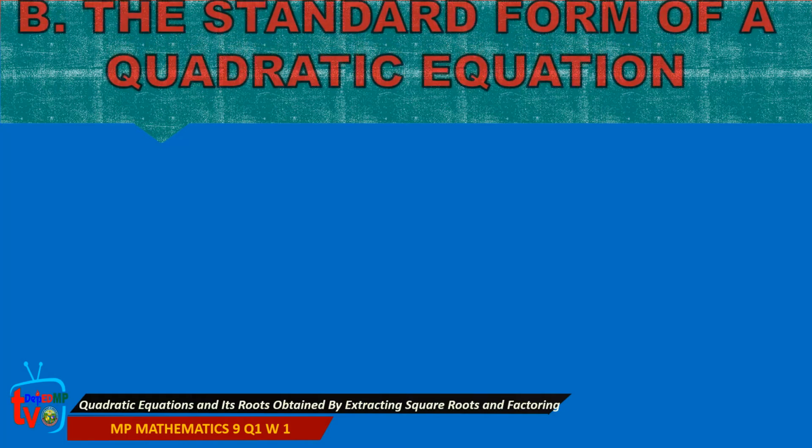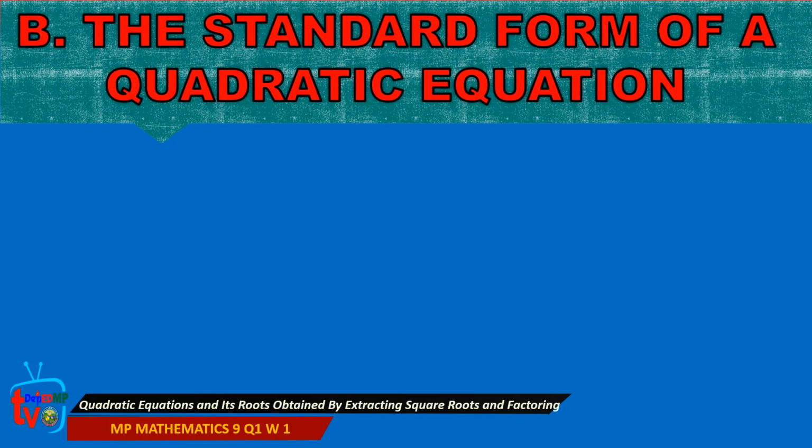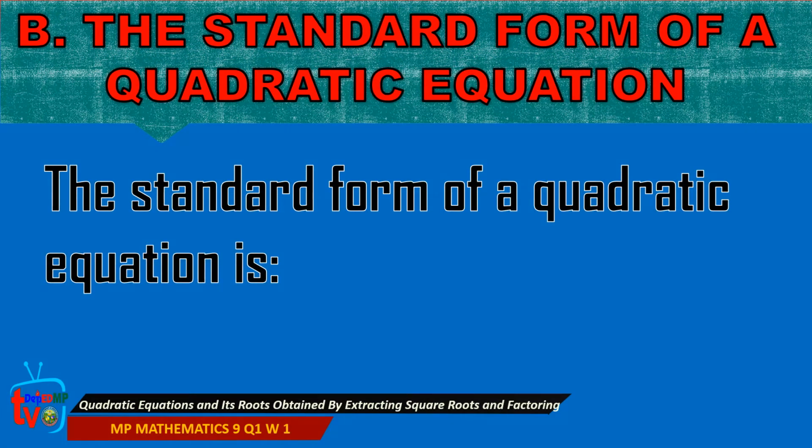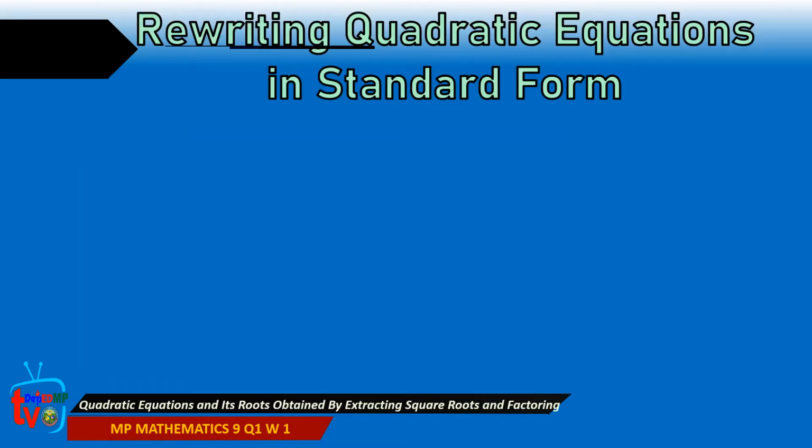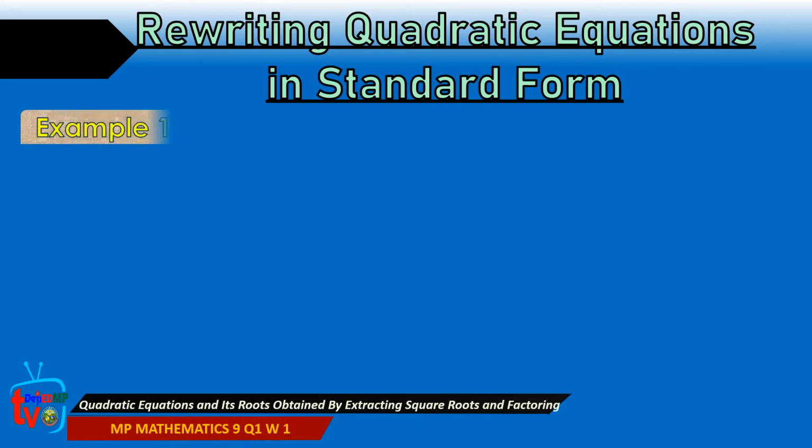The standard form of a quadratic equation. The standard form of a quadratic equation is ax squared plus bx plus c is equal to 0. Note that the examples given earlier that are not written in this form can be transformed into this standard form of quadratic equation. How do we write such equations into standard form? Let us have the following examples.